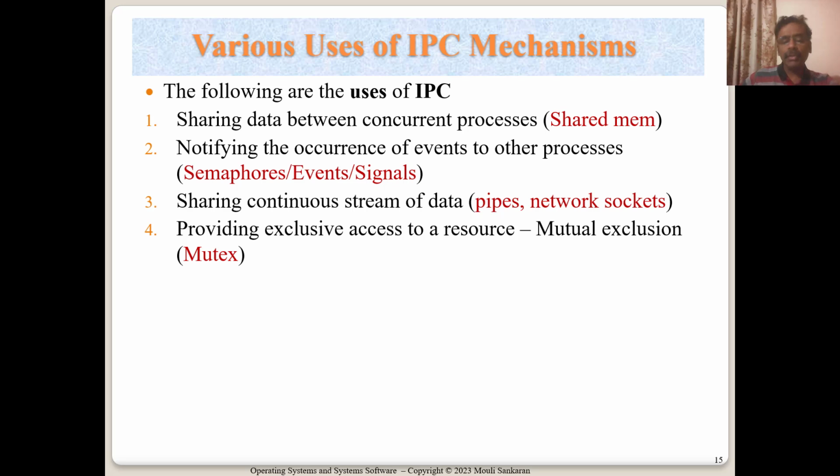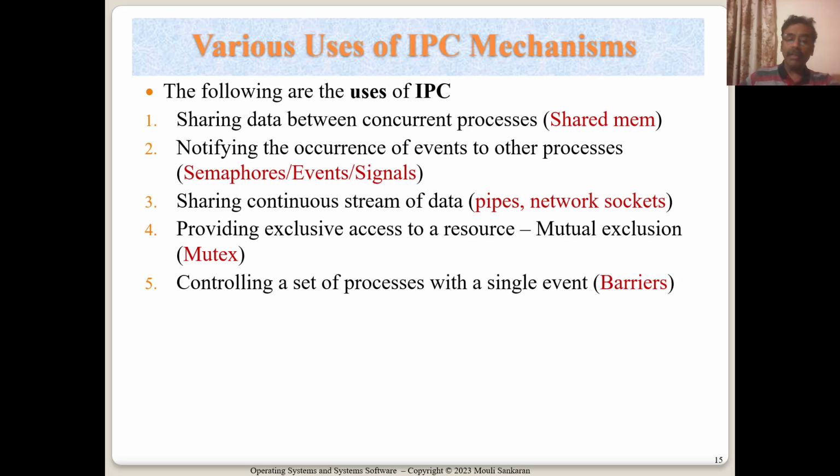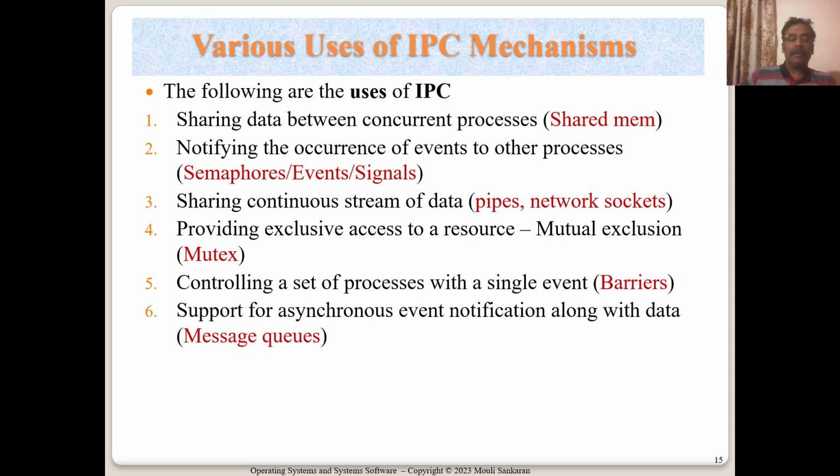If it is across machines over the network, then we use network sockets. Then, providing exclusive access to resources. Suppose you have a printer, and multiple processes, multiple users are trying to print something. We allow one user at a time, so that the print job is completed before some other user's job is taken up. Controlling a set of processes with a single event, that's barriers. You want all the processes to come to one particular known state before proceeding further.